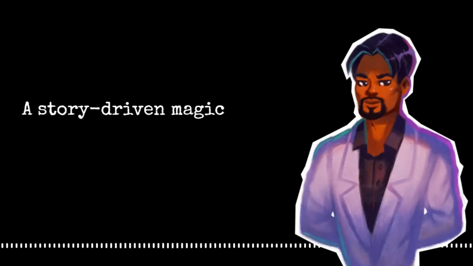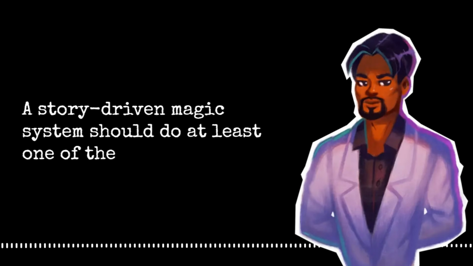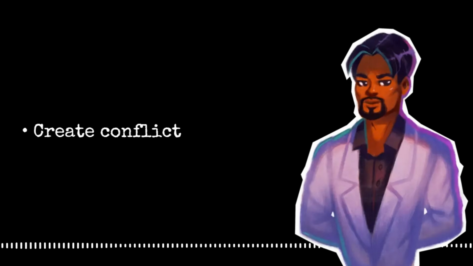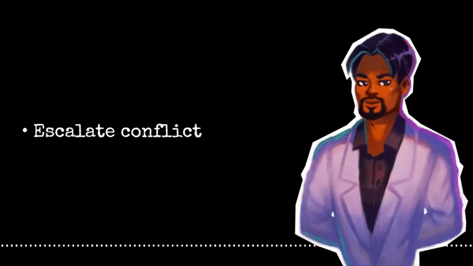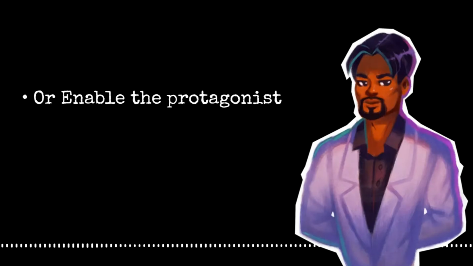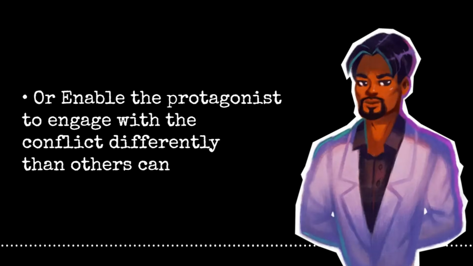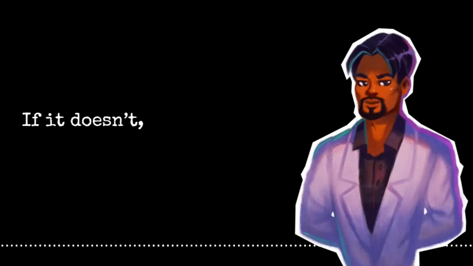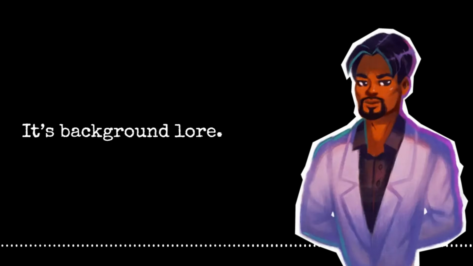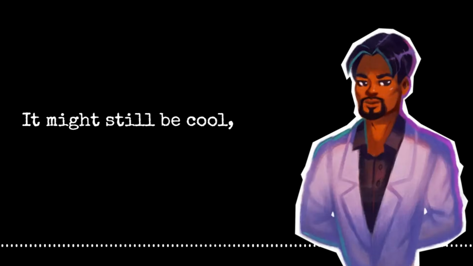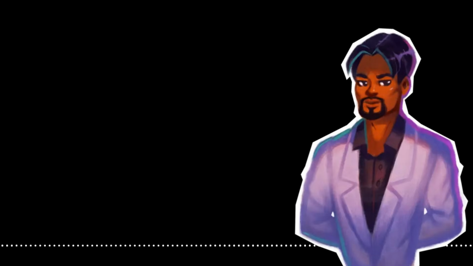A story-driven magic system should do at least one of the following: create conflict, escalate conflict, symbolize the conflict, or enable the protagonist to engage with the conflict differently than others can. If it doesn't, it's just decorative. It's background lore. It might still be cool, but it's not essential.